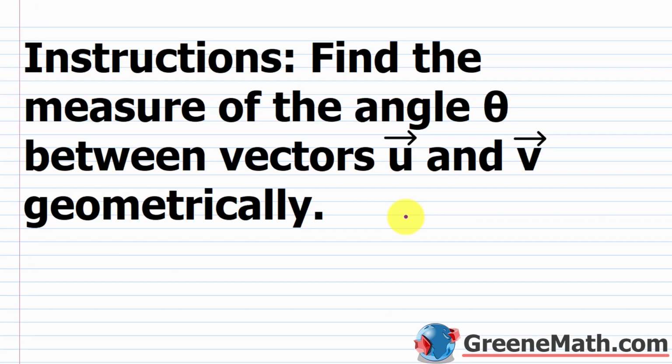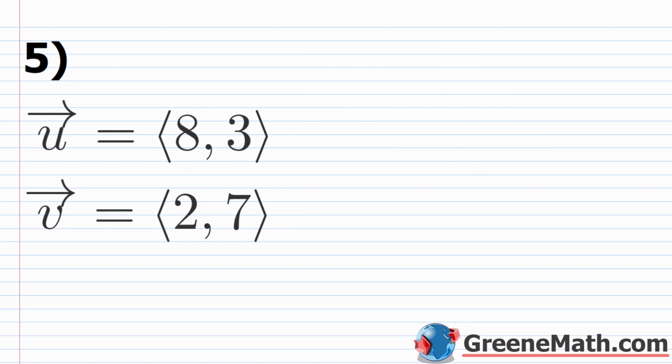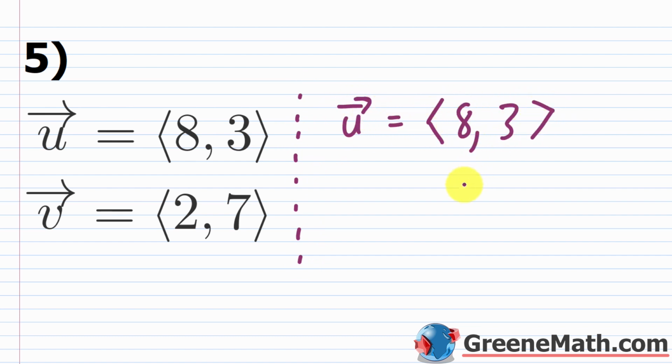All right, for the next problem, the instructions are going to change a little bit. We want to find the measure of the angle theta between vectors u and v geometrically. So looking at problem 5, we see we have this vector u given in component form. So the horizontal component is 8 and the vertical component is 3. Let me actually just write this here. So for the vector u, we have the horizontal component of 8 and the vertical component of 3. And then for the vector v, this is also in component form. So the horizontal component is 2 and the vertical component is 7.